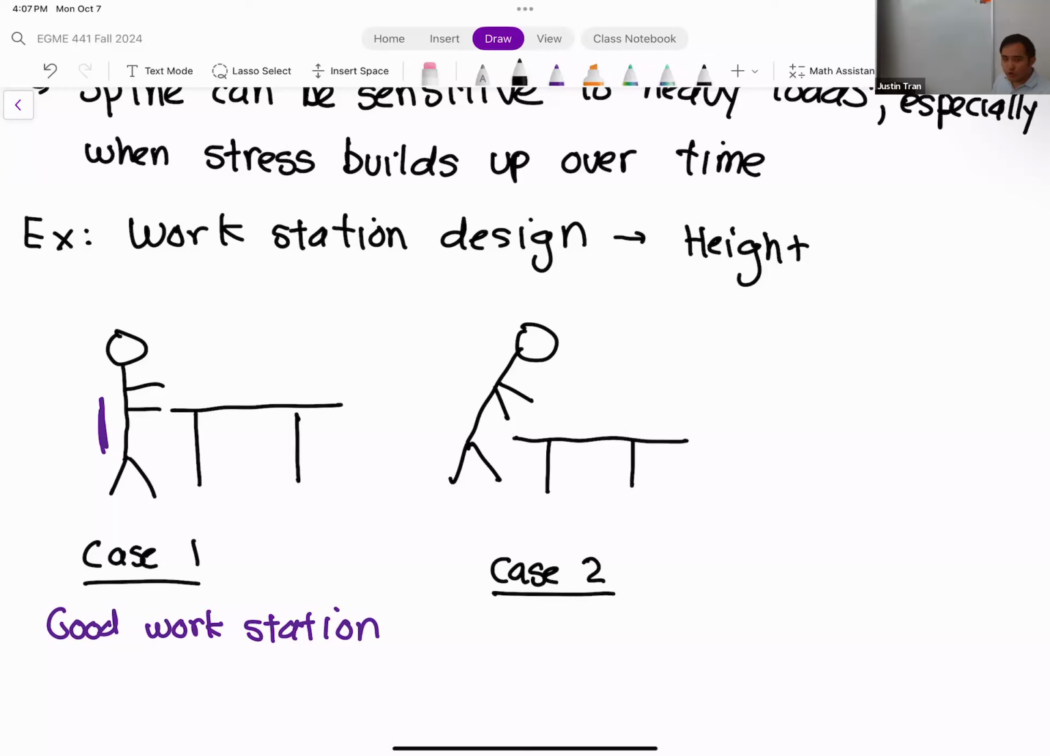It could be something that you try out, and you're like, oh yeah, this is fine. But there is a noticeable bend to the person. So we have an angle to the back, just like that. Okay. Not too severe. So we'll say this is a mildly concerning workstation.